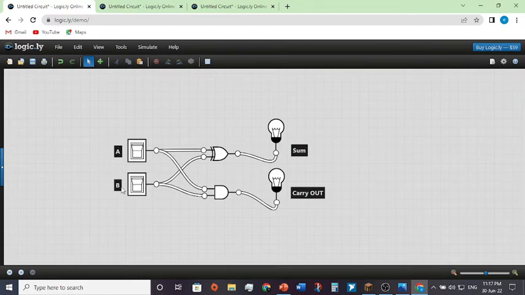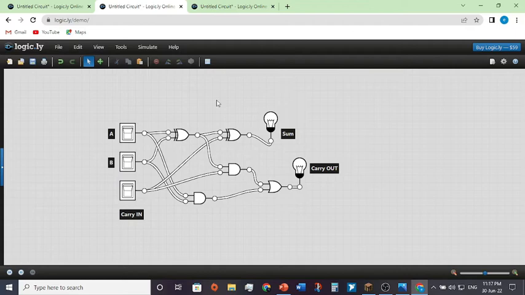So this is the half adder first. 0 0, no sum, no carry. Let's take 0 1. Sum is 1, carry out is 0. Let's take 1 0. Sum is 1, carry out is still 0. 1 1, sum is 0, carry out is 1. Okay, so this half adder works just fine.